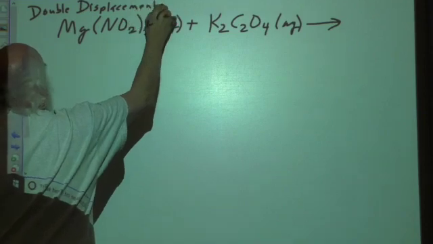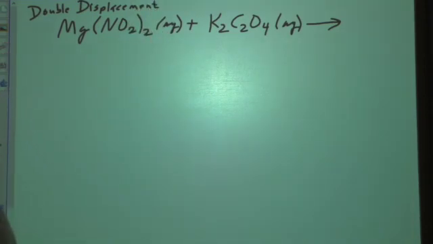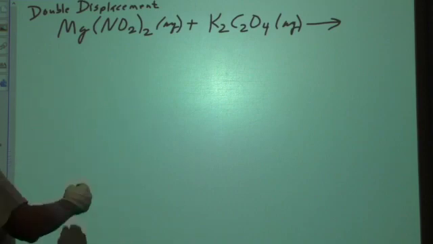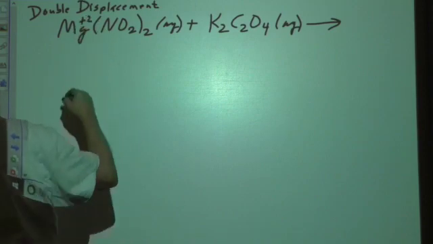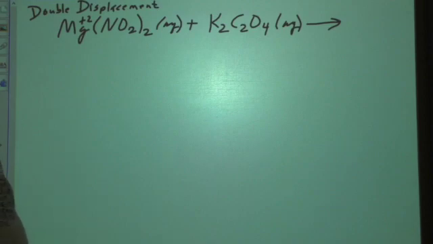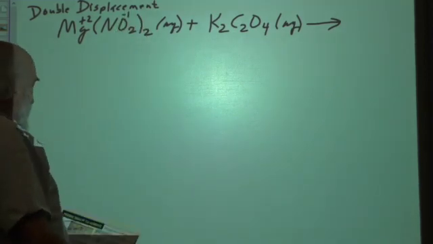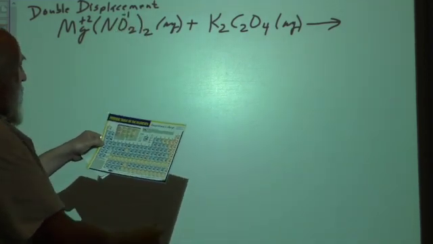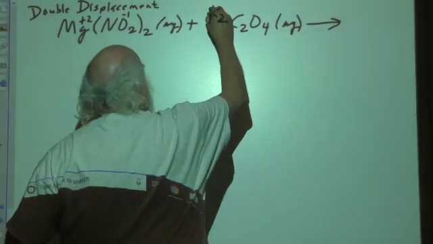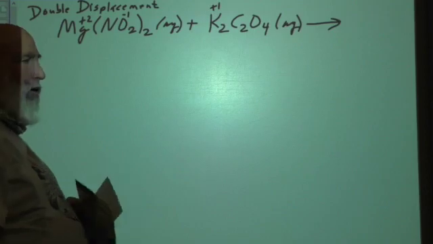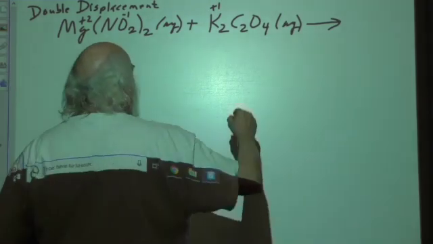And in double displacement, you have to find the charges of all 4 ions. Magnesium, group 2A, positive 2. NO2 is a polyatomic ion. You find that on the chart. You see that the charge for that is -1. Potassium is a metal group 1A, so that's positive 1. C2O4, the oxalate ion, is a polyatomic ion whose charge is -2.